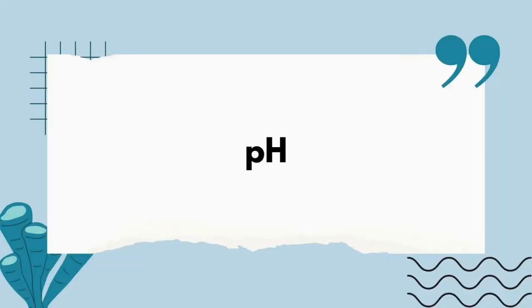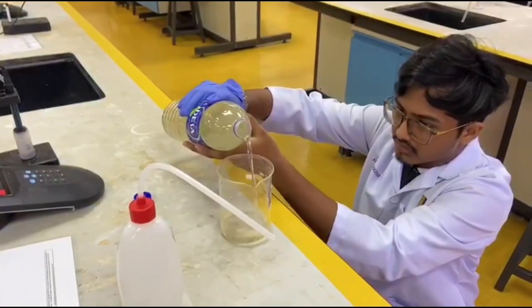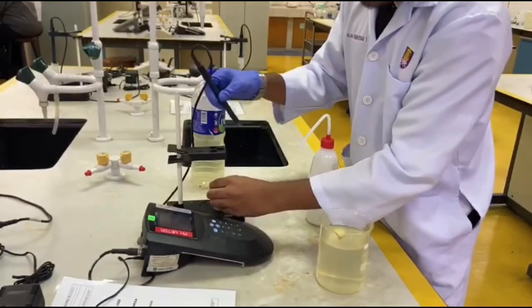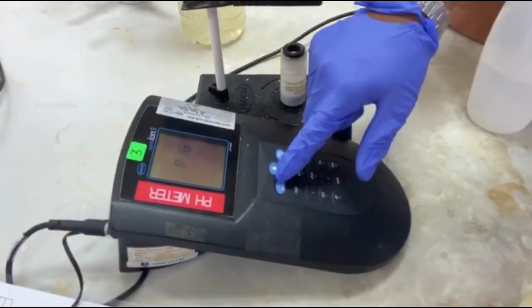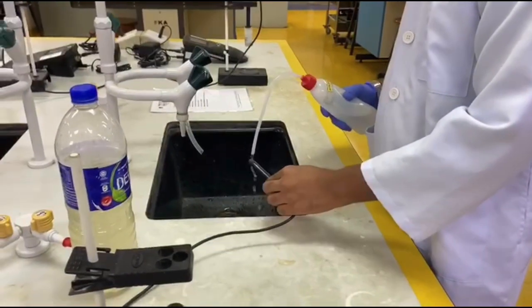Next, pH test. Apparatus: pH meter, clean container or beaker, distilled water for rinsing. First, prepare the water samples. Second, rinse the pH probe with distilled water to avoid contamination. Third, gently dry the probe using a tissue. Fourth, submerge the probe into the water sample.